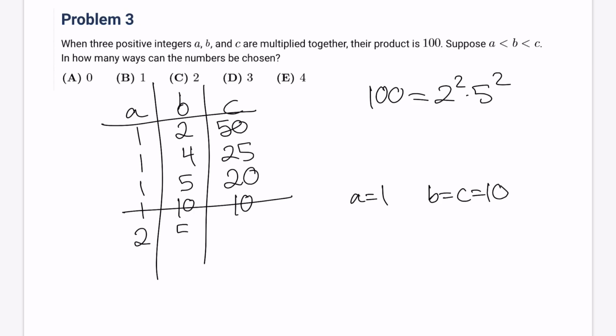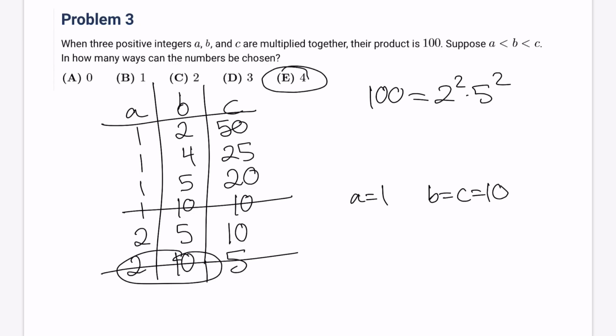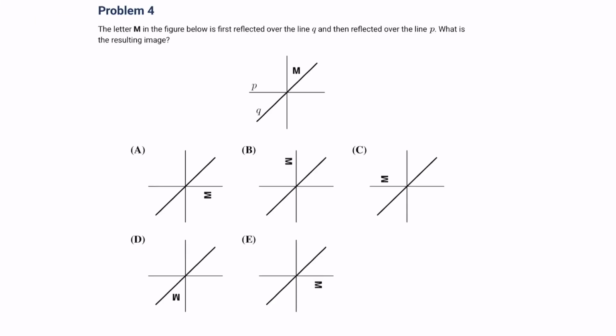So then we can move on to a equals 2. Therefore, we can try b equals 5 since b has to be greater than a, and that would leave c to be 10. And then we can see that there are no other options that work, since you would have 2 and 10, and that would already be 20, and so if you had 5, that would clearly not work. We could also see that 4 is the largest answer choice, so we know that makes sense.